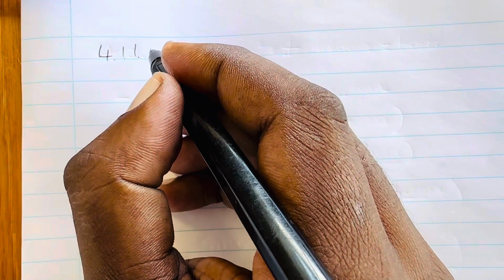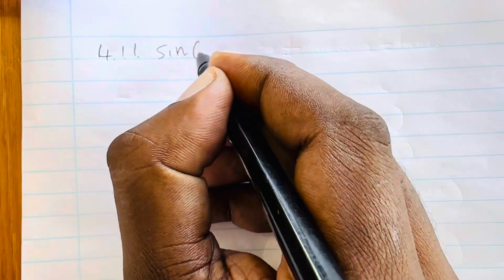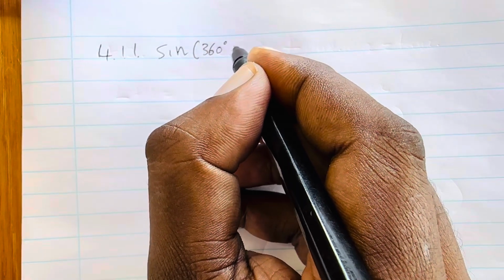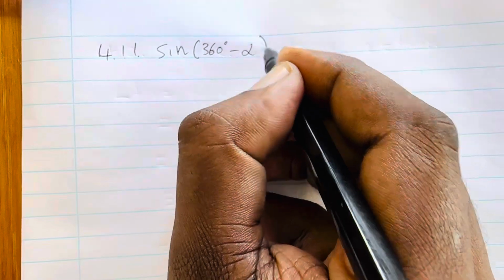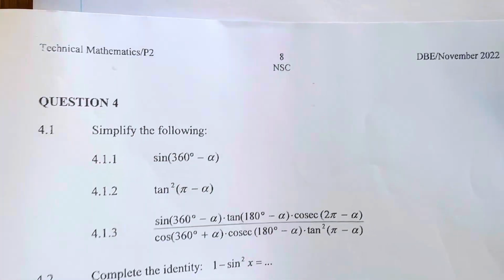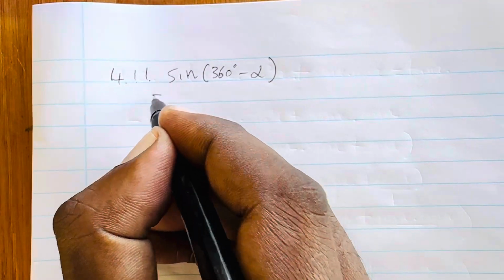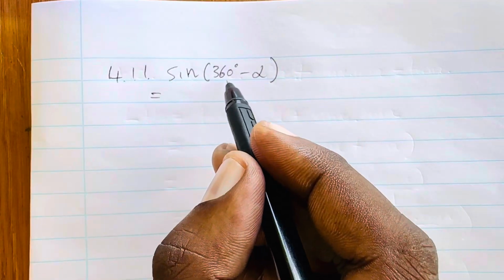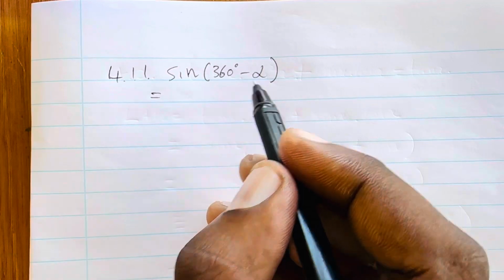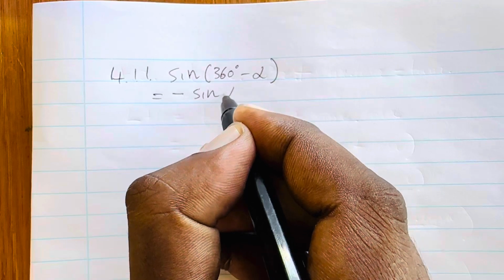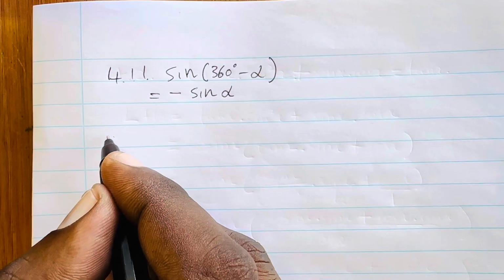4.1.1, we are given sine of 360 degrees minus alpha. So that was the expression, sine of 360 degrees minus alpha. It will be equal to how much? 360 minus is the home for cos, not the home for sine. It will be minus sine of alpha. Done.